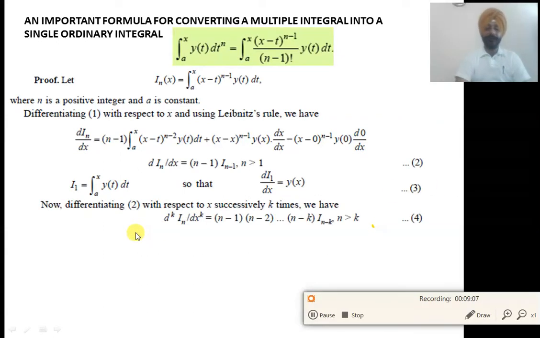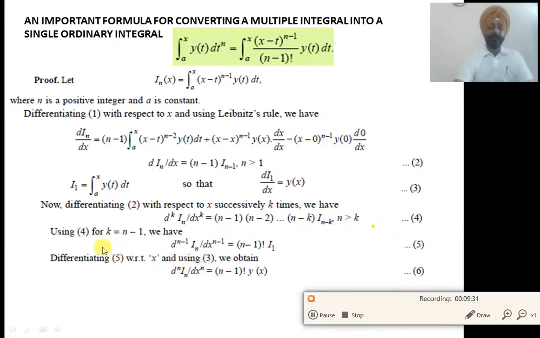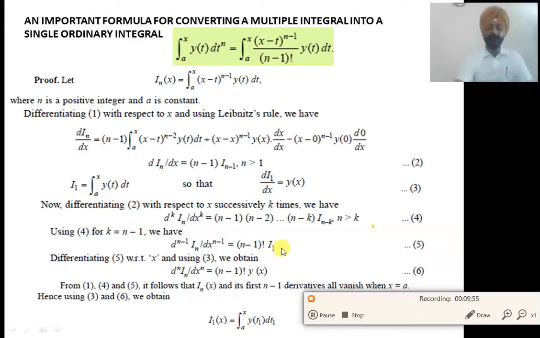Now, differentiating 2 with respect to x successively k times. Now we will differentiate it k times. Differentiating k times means the first time we differentiate we get n minus 1, the second time we get n minus 2. This is the reduction formula, and we use the reduction formula result. So, n minus 1, n minus 2, n minus 3, up to n minus k into I n minus k, where n is greater than k. And using this formula, for k is equal to n minus 1, I got d n minus 1 I n over dx raised to the power n minus 1, which is n minus 1 factorial into I1.